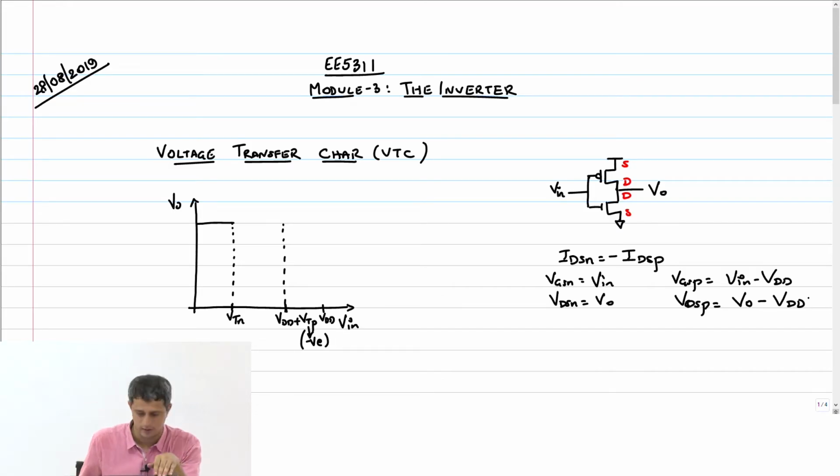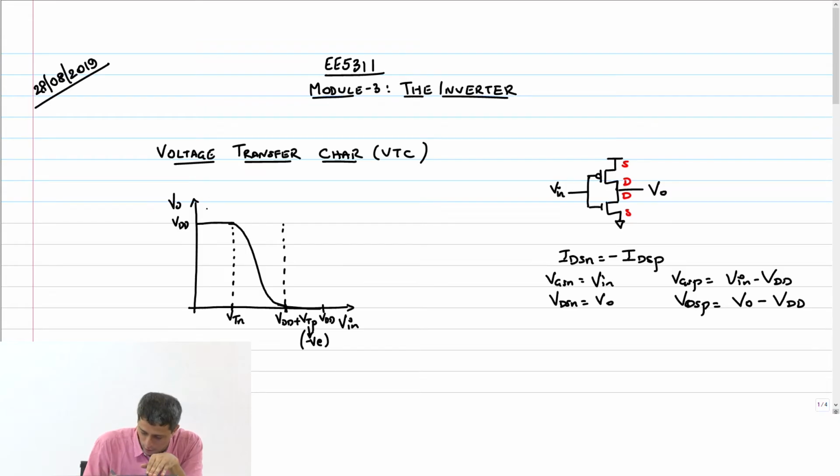So the voltage transfer characteristic starts off at VDD. Once you cross VTN, there is some non-zero current, so V out will start dropping from VDD, because some non-zero current has to flow through the NMOS transistor. That means there has to be some VDS across it, and VDS of the NMOS transistor is V out. So V out will start dropping a little bit like this, and after VDD plus VTP, it will come back to 0. The output will be perfectly 0.